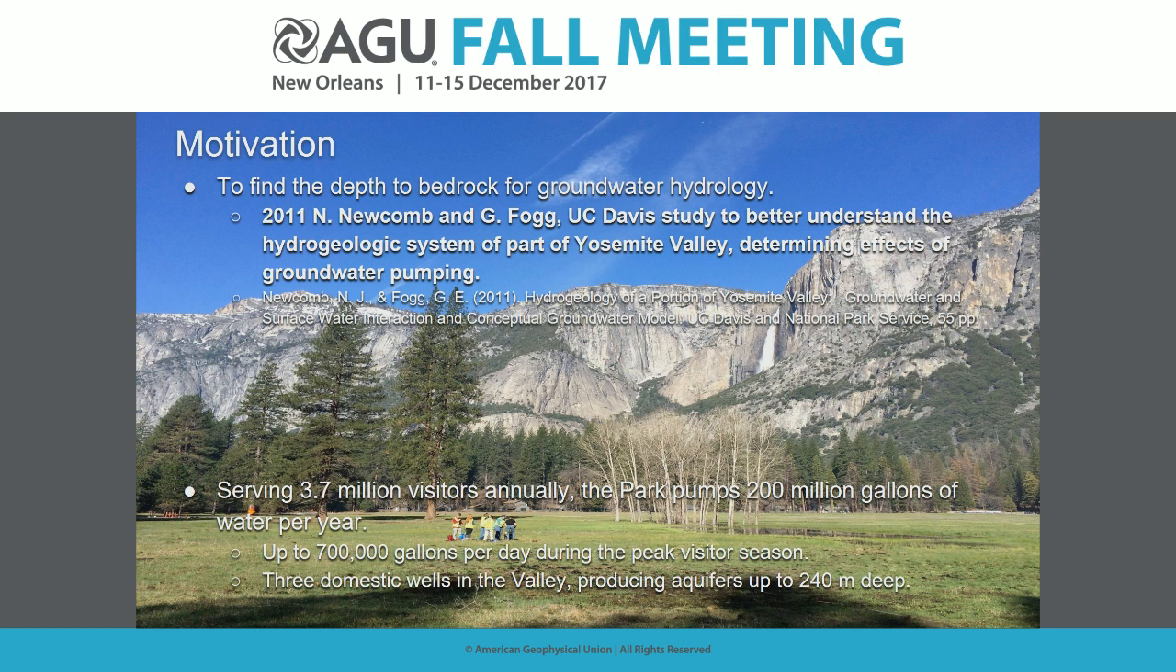In 2011, Nicholas Newcomb and Graham Fogg from UC Davis did a study to model the groundwater hydrology in order to determine the effects of groundwater pumping within the valley. This is because during peak season, Yosemite National Park gets over 3.7 million visitors, and in one day, 700,000 gallons of water can be pumped from their 3 main wells.